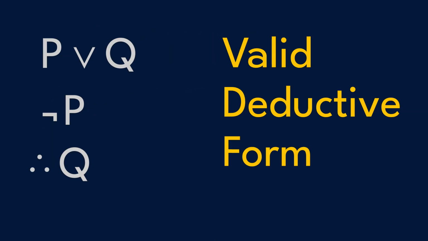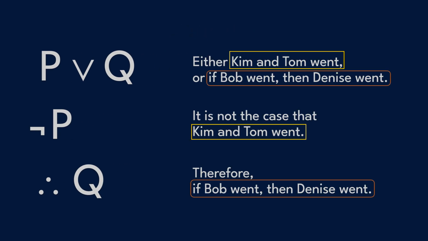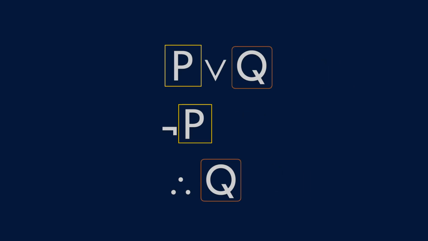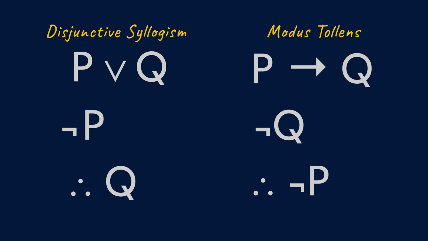Disjunctive syllogism is a valid deductive form that works like process of elimination. If you have a disjunction and one disjunct is ruled out, you can infer the other. Arguments can get more complicated and still count as disjunctive syllogism, as long as the basic structure remains the same. To avoid error, remember, don't mix up disjunctive syllogism with modus tollens. Modus tollens works with conditionals, while disjunctive syllogism applies only to disjunctions.